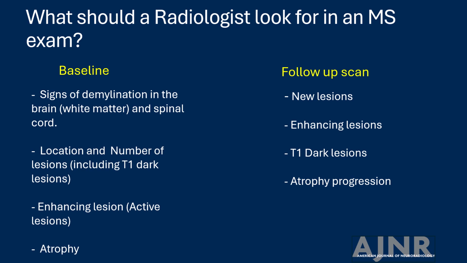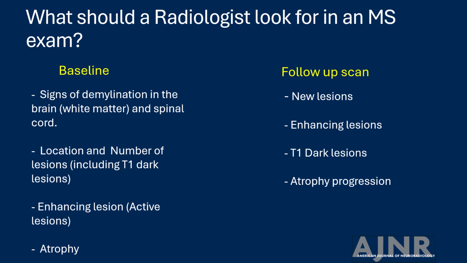So what should a radiologist look out for in an MS exam? If it's a baseline exam or the very first exam, you're looking at signs of demyelination in the brain. T1 lesions are hypo-intense. T2 and FLAIR lesions are hyper-intense, and post-contrast lesions are enhancing or bright. You're looking at the location of the lesion and the number of lesions there. You're also looking to see if there is any brain atrophy or structural changes in the brain. If there are any enhancing lesions, it means that the patient should be put on steroids to decrease the inflammation going on in the brain.